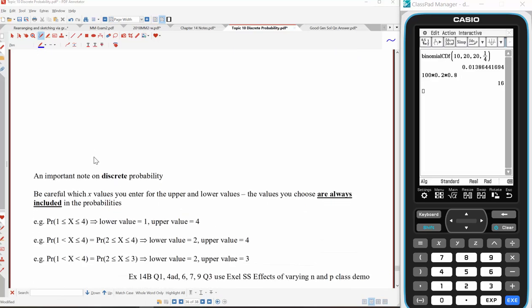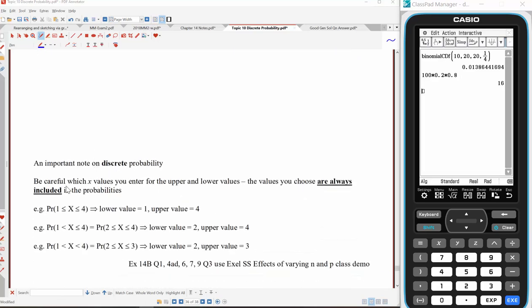Okay, so just a couple of key things to finish up with on discrete probability. Be careful which x values you enter for the upper and the lower. The values you choose are always included in the probabilities. So in this case, if you want between 1 and 4 inclusive, the lower value is 1, the upper is 4. If you want more than 1 and less than or equal to 4, then that is the statement that you're looking for, which means you need to put between 2 and 4. So remember that this is discrete probability. Greater than 1 means 2 or more. This one here means it's going to be 2 and 3 that you actually put in.